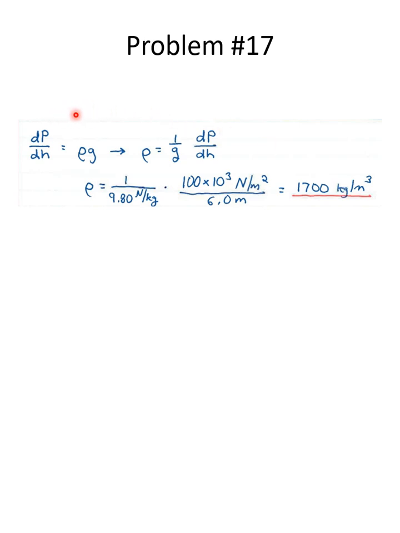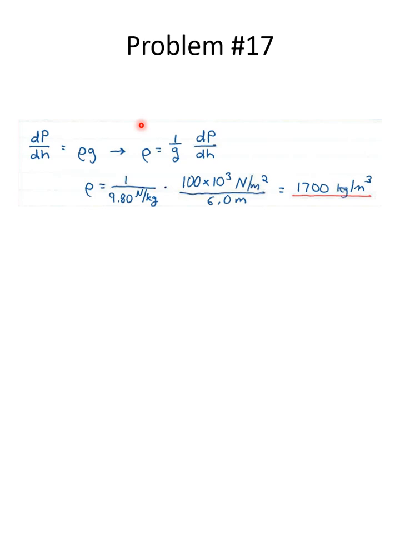There's the rate of pressure change per depth. dP over dH is rho g. And so we want to solve that for density. Let's divide both sides of the equation by g. And I did a left and right side of the equation switcheroo here. So now we have density is 1 over g times dP dH.